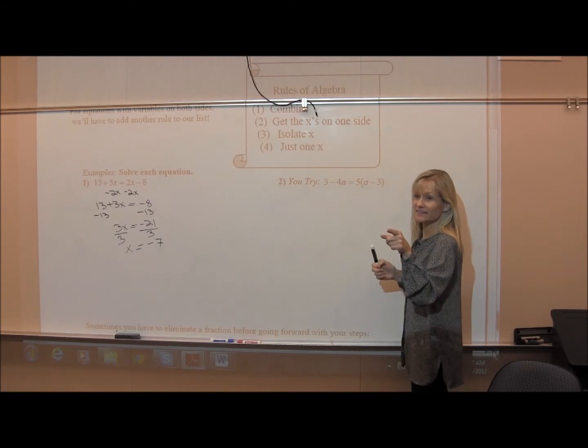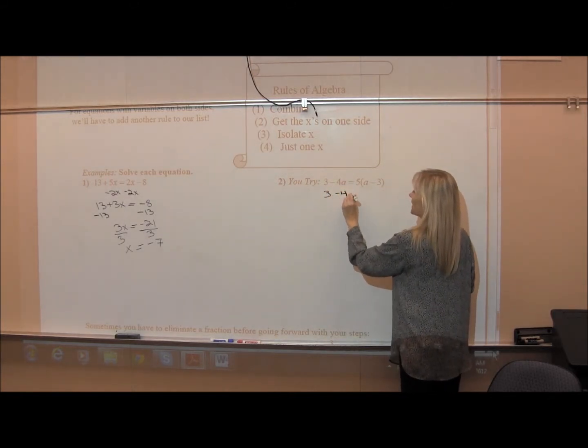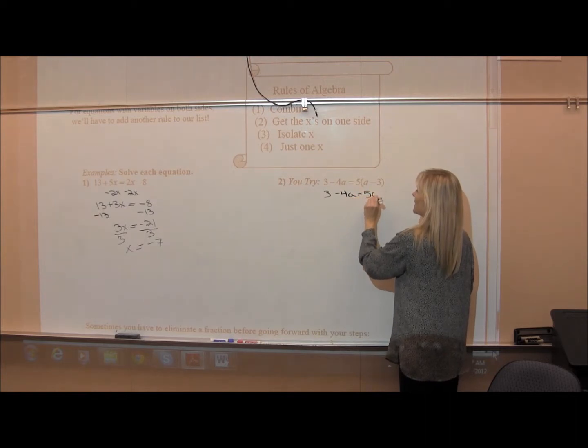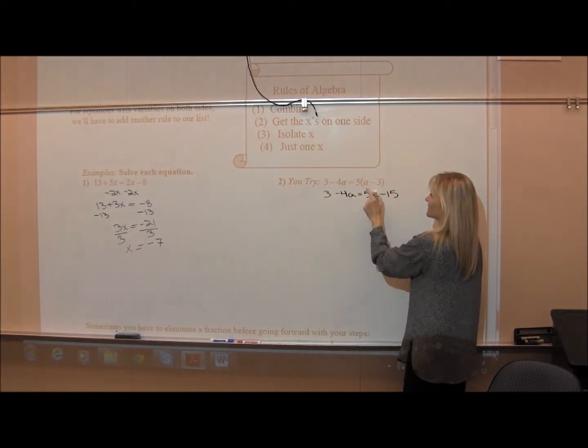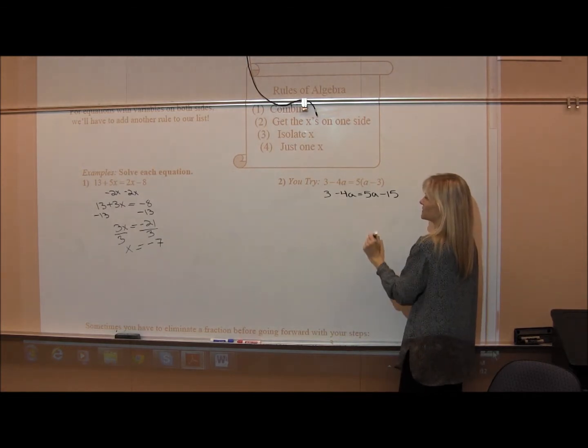Anybody else? I got 2. 2, that's what I got. So we have 3 minus 4a equals 5a minus 15. So I've got to distribute to both. I'm going to add 4a to both sides because that will get rid of my negative.